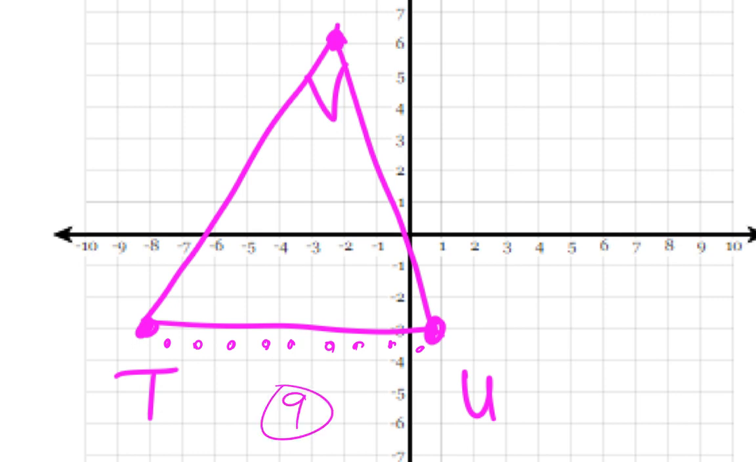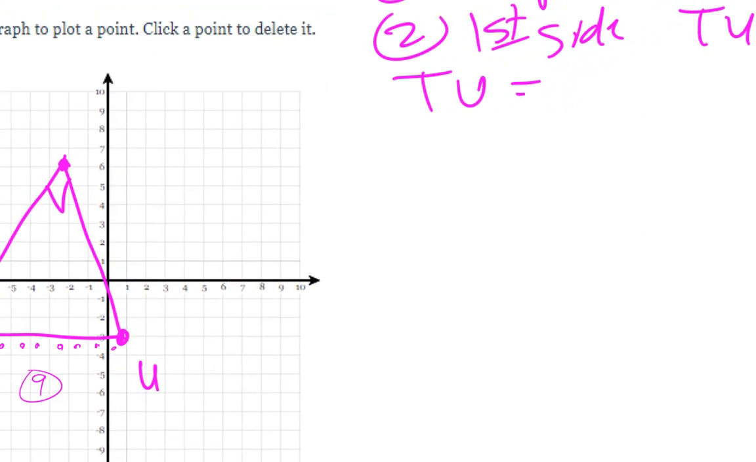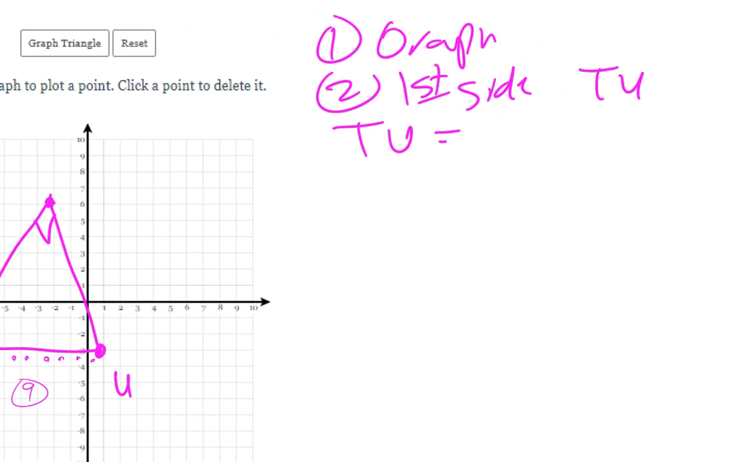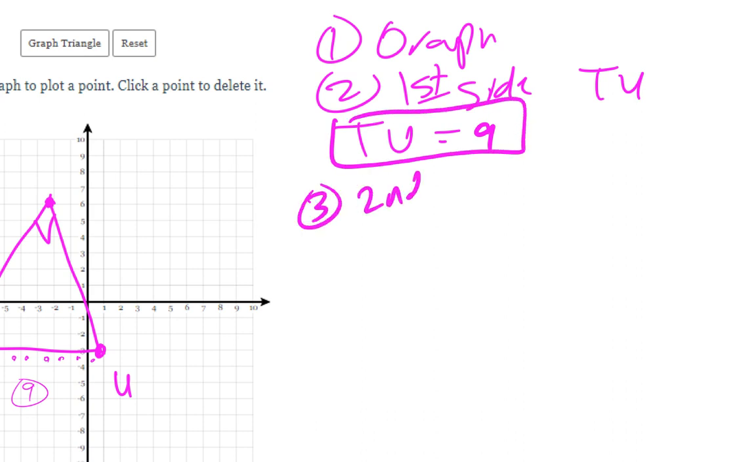But now we see this is diagonal, so we have to use the distance formula for that. So let's go ahead and write our 9 down first. So TU is equal to 9. We got that.